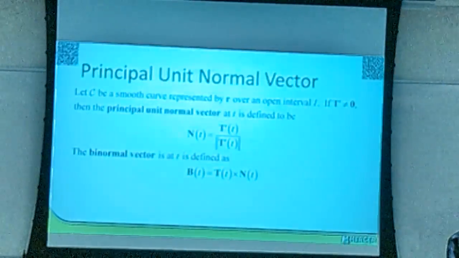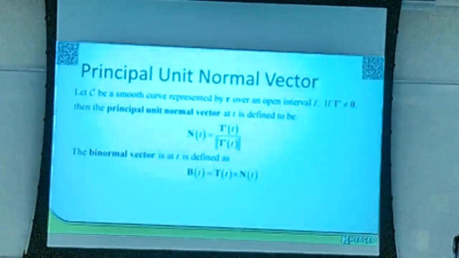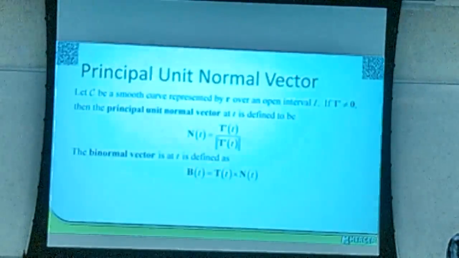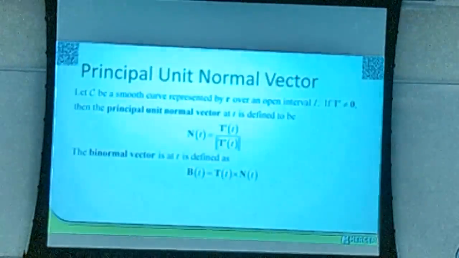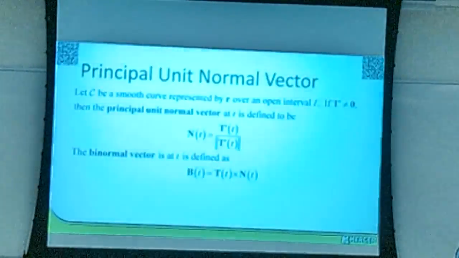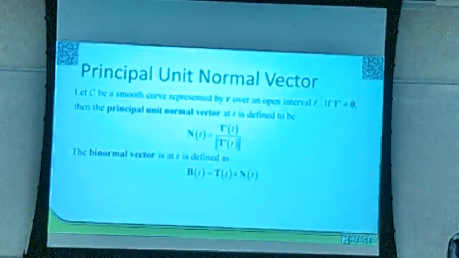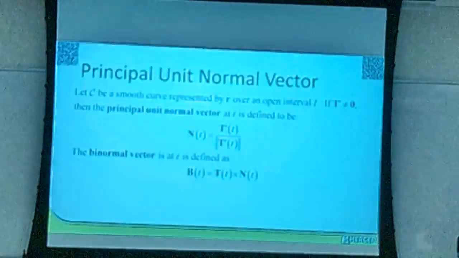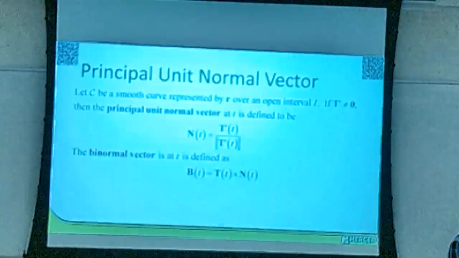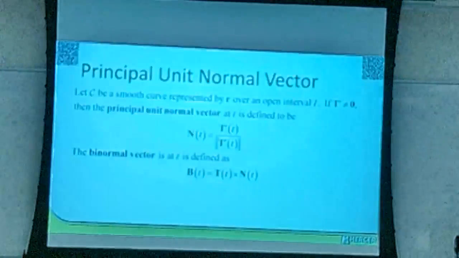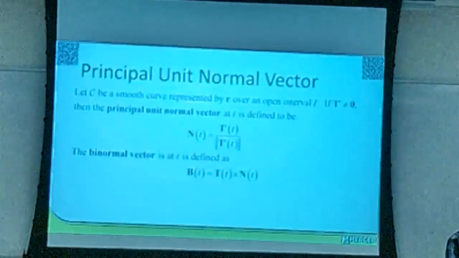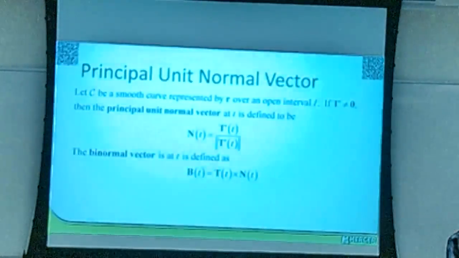And then you have the binormal vector, which is just the unit tangent cross the unit normal. Right, and a lot of times, especially in physics, you look at the coordinate system formed by the tangent and normal vectors instead of the x and y.